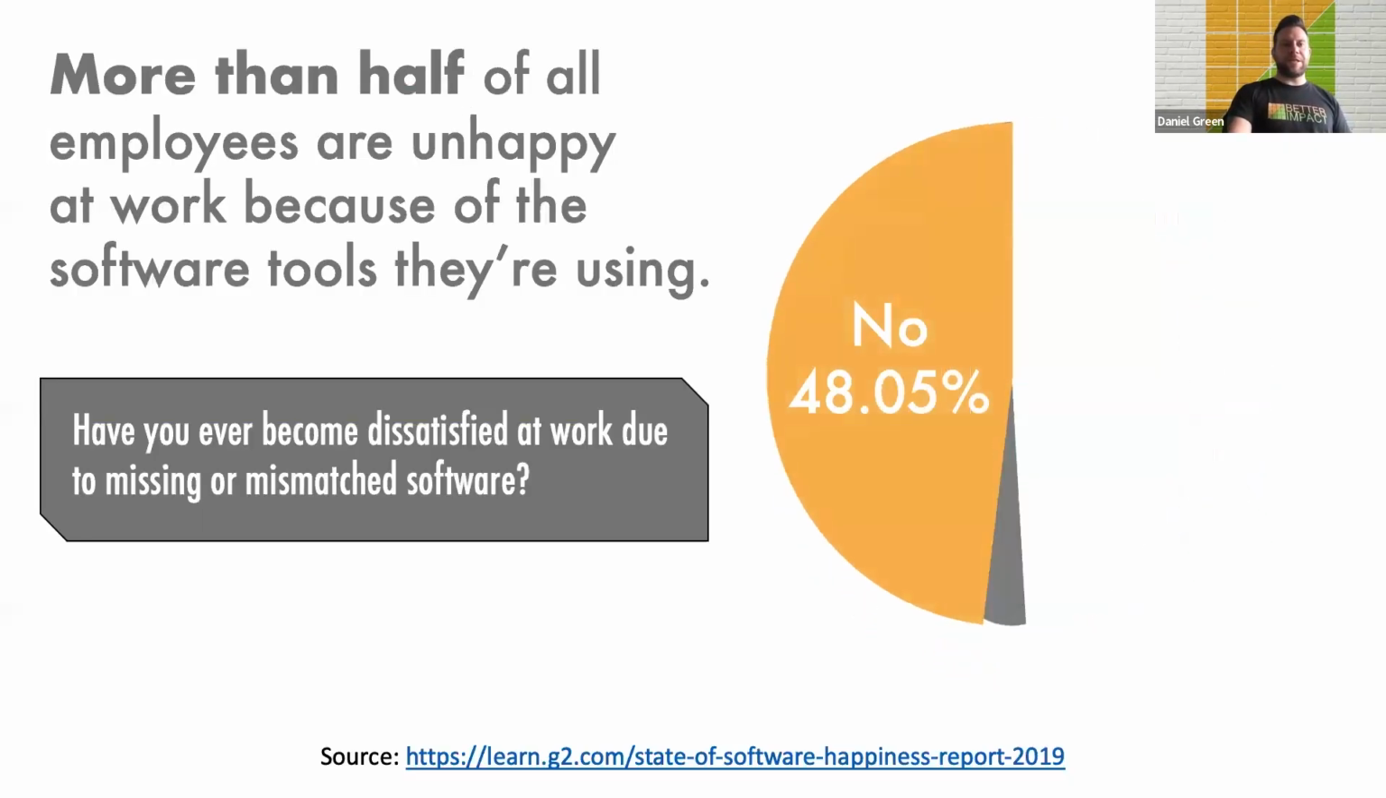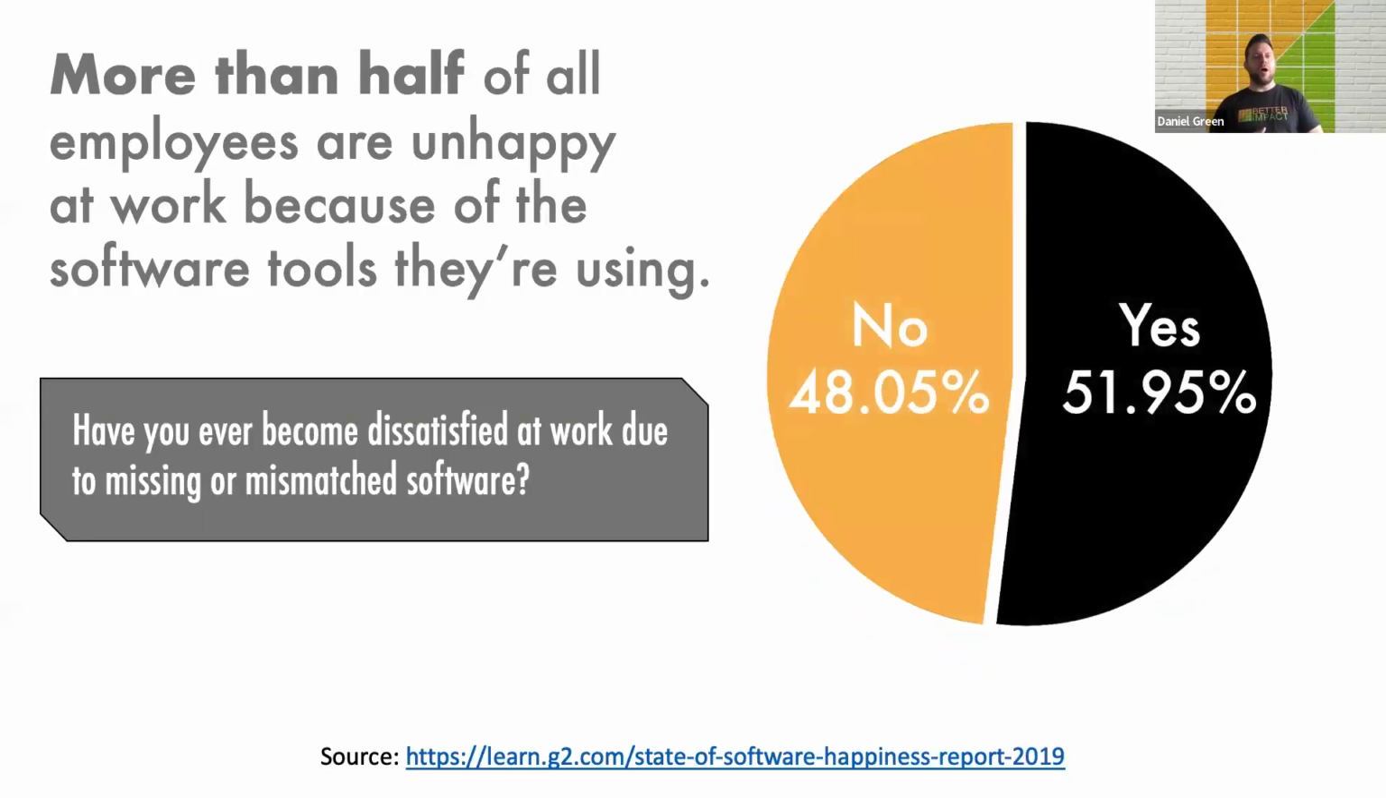So just rolling off a couple of stats now. Did you know that more than half of all employees are unhappy at work because of the software tools they're using? Have you ever become dissatisfied or know someone that's become dissatisfied at work due to missing or mismatched software? Well, 51.95% says yes. Just to let you know, these stats have come from the G2's 2019 State of Software Happiness Report.